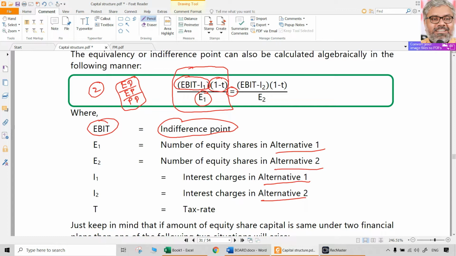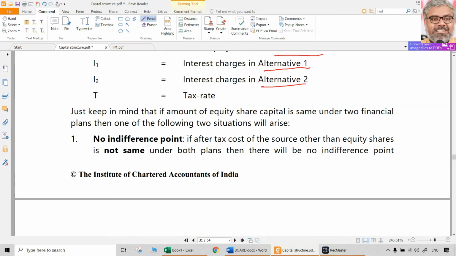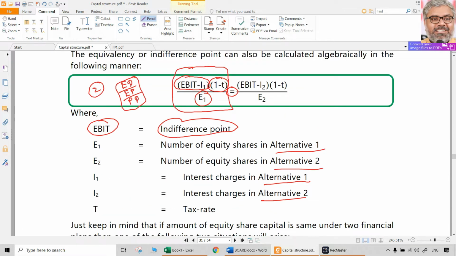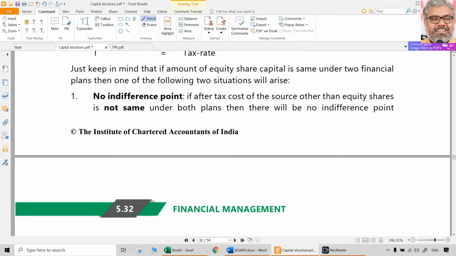So if we apply this formula and equate them, EBIT we don't know. That's what we have to find out. I1 we will know. E1 we will know. Tax rate of course we will know. I2 and E2 also we will know. Substitute them. Solve it for EBIT. That will be the EBIT level at which both the financing options will give the same EPS. We are equating the EPS under both the financing options. That is called the indifference point.